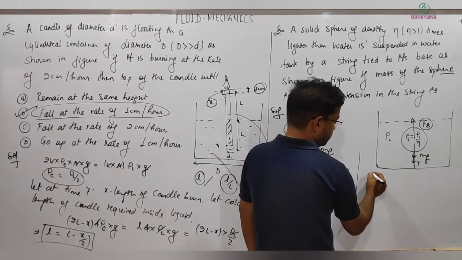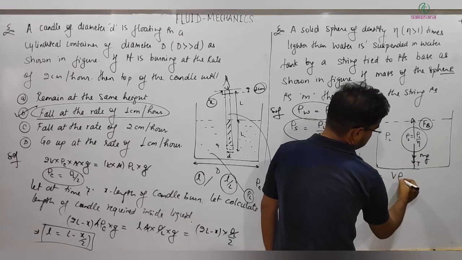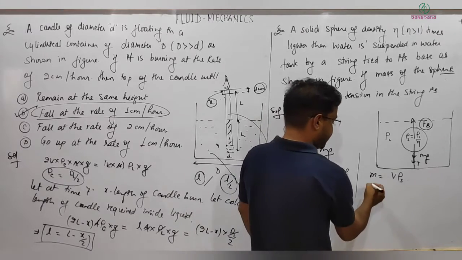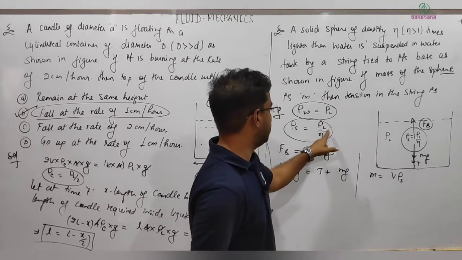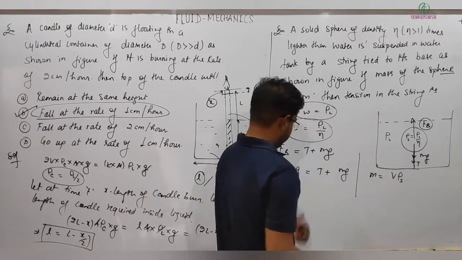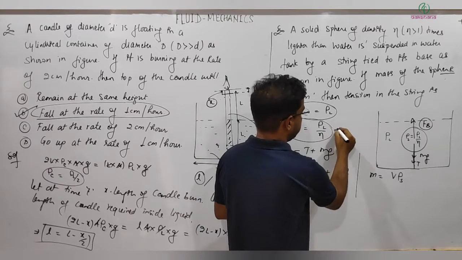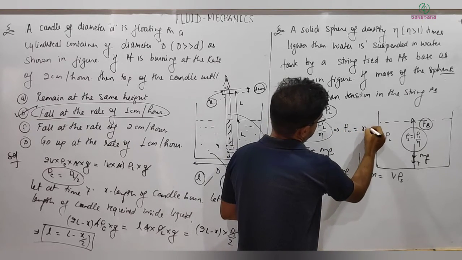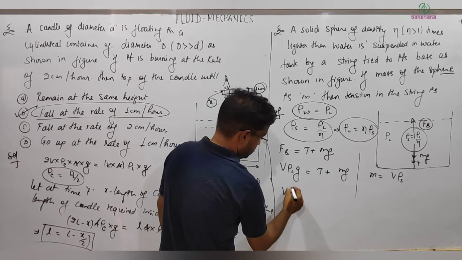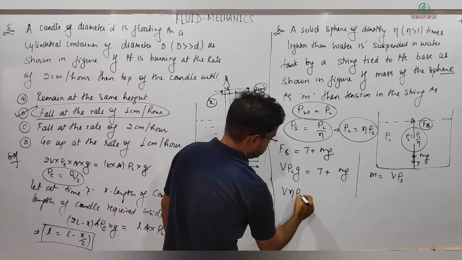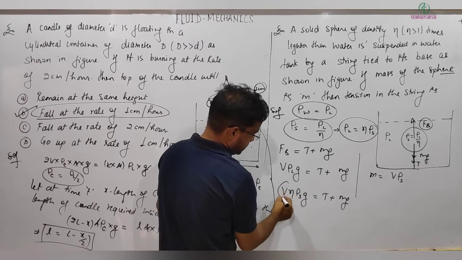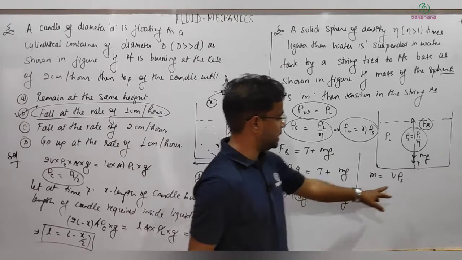And I can write m will be equal to V into rho sphere. Or this rho liquid can be written in terms of rho sphere: rho liquid is equal to eta times rho sphere. Let me substitute it here. This implies V, rho liquid, eta rho sphere into g is equal to T plus mg. And what is this quantity actually? V into rho sphere, this is equal to m.